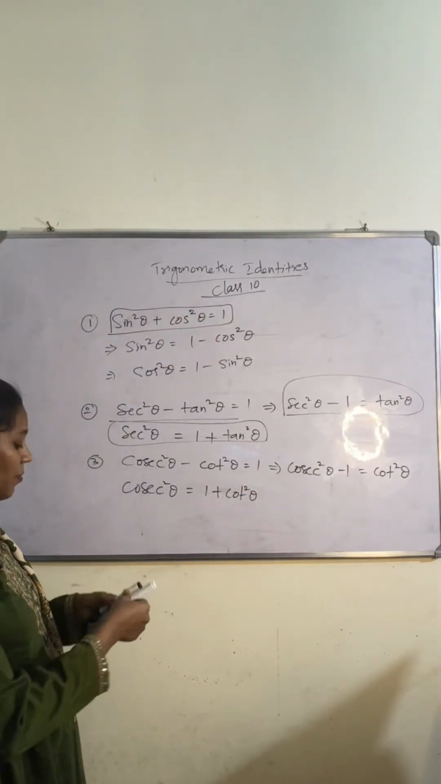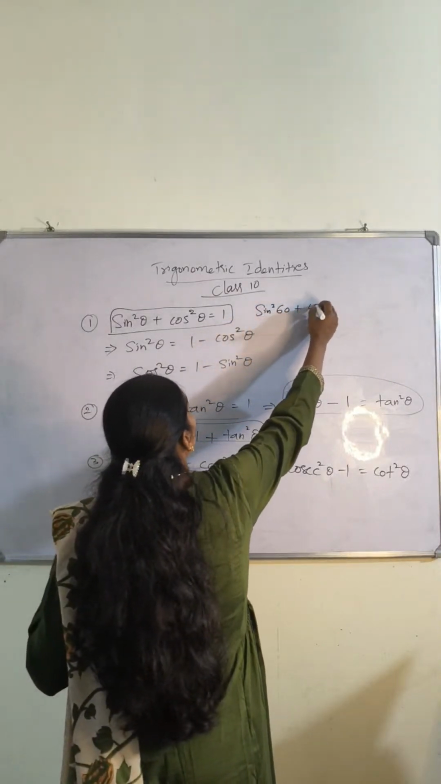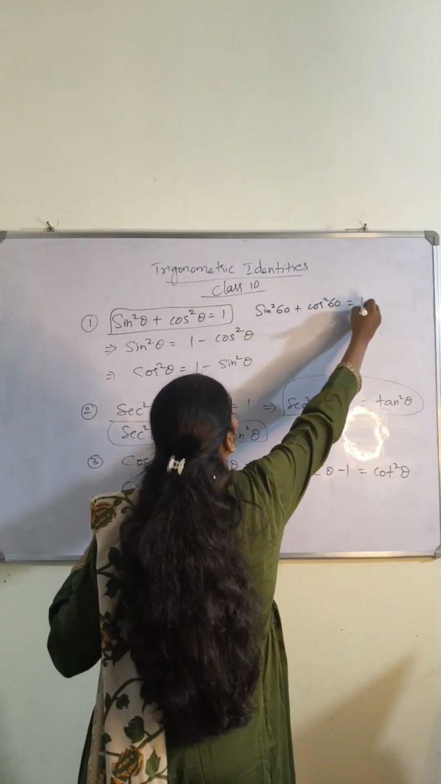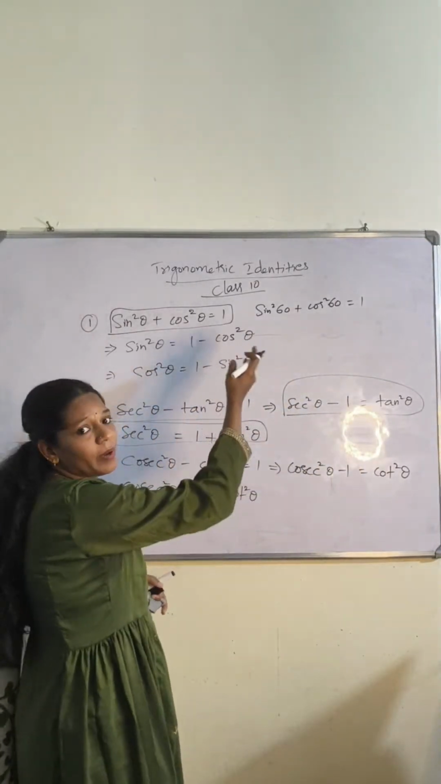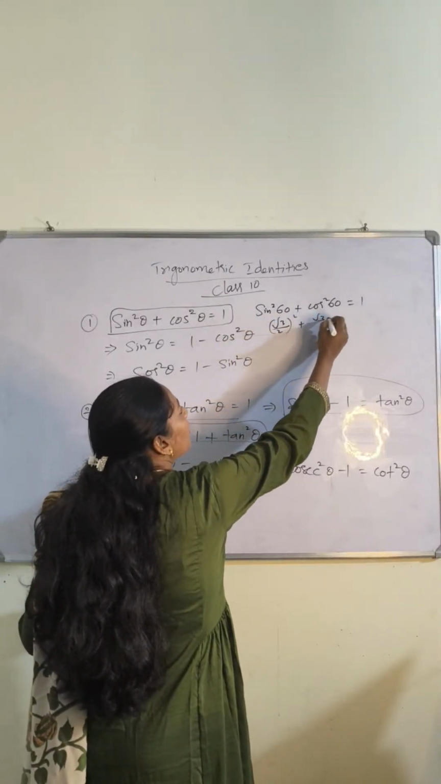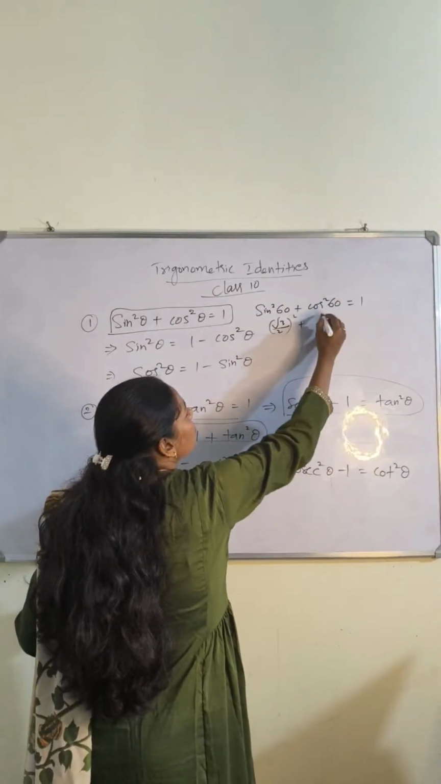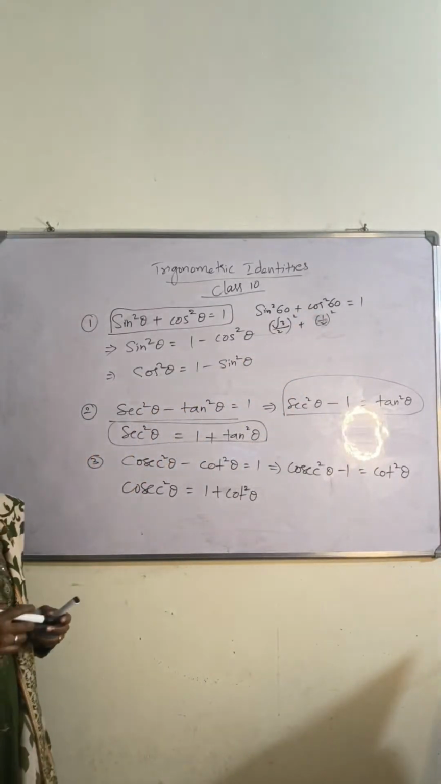Okay, so for example, what I want to say is sin square 60 plus cos square 60 equals to 1. We know sin 60 is √3/2, so (√3/2) whole square plus cos 60 is (1/2) whole square. If you simplify, you also get equals to 1.